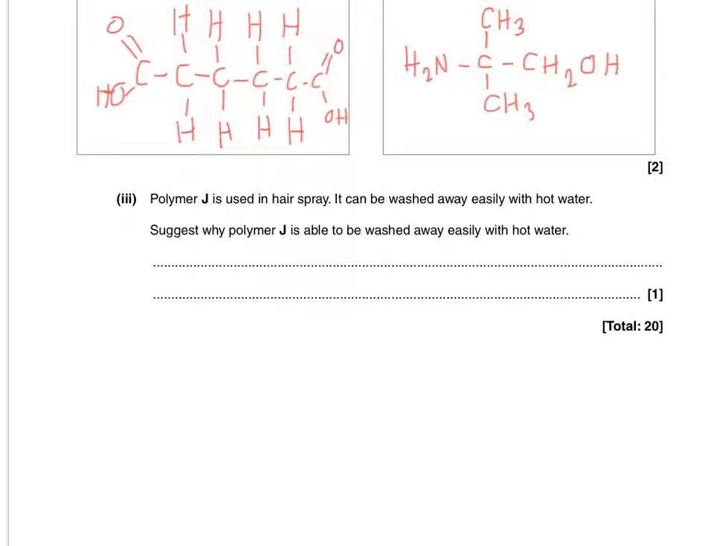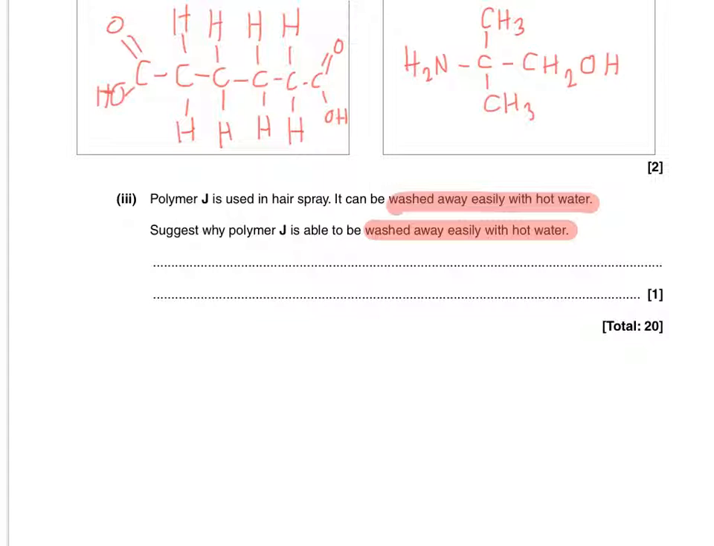So it says polymer J was used in hairspray and can also be washed away easily with hot water. Now there's another example where they say the same thing twice. If you look, that's a really heavy hint as to what to base your answer on. So think about water. Water is neutral, but sometimes it can be slightly acidic or maybe slightly alkaline.